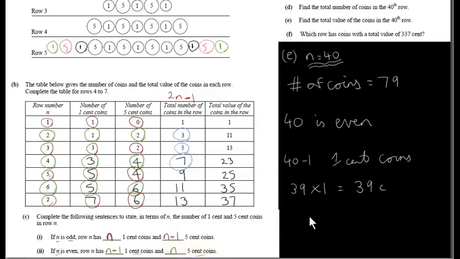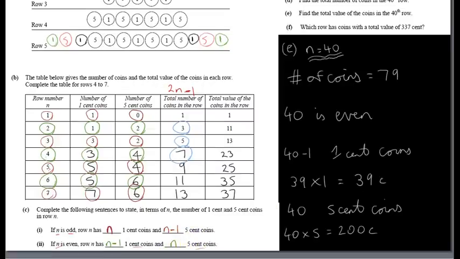We have n 5 cent coins. Well, n is 40, so that means we have 40 5 cent coins. Well, 40 multiplied by 5 is 200 cents. So we have 200 cents worth of 5 cent coins. I'm just following this here when n is even, plugging 40 in for n. So row 40 has 40 minus 1 or 39 1 cent coins, and it has 40 5 cent coins. That's all I'm using here.